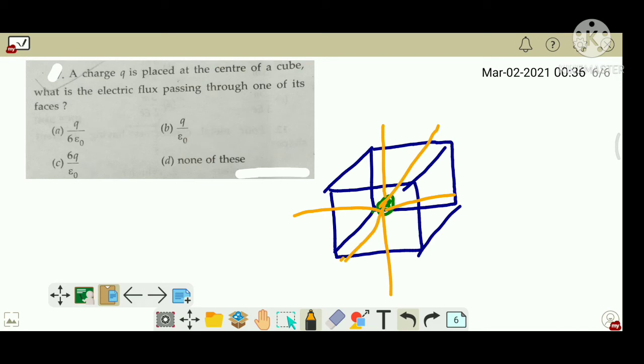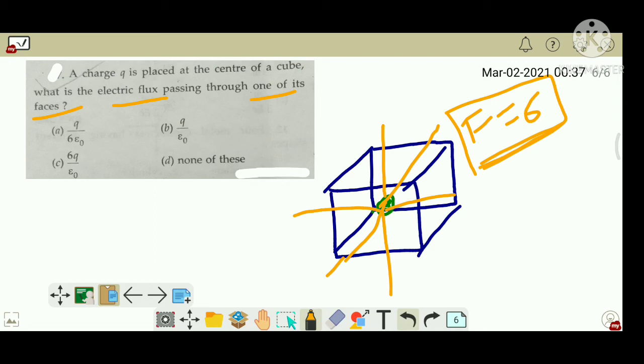Okay, so we have got number of faces equal to 6. The Gaussian surface here that you have been provided with is a cube, and a cube has 6 faces. Okay, so we have to find out the electric flux passing through one of its faces. It has got 6 faces, and the charge is symmetrically placed at the center.